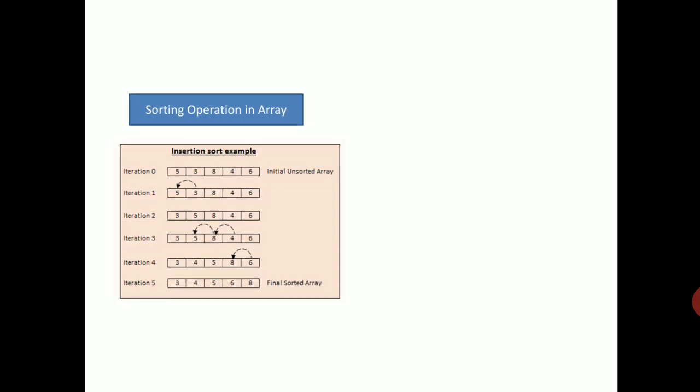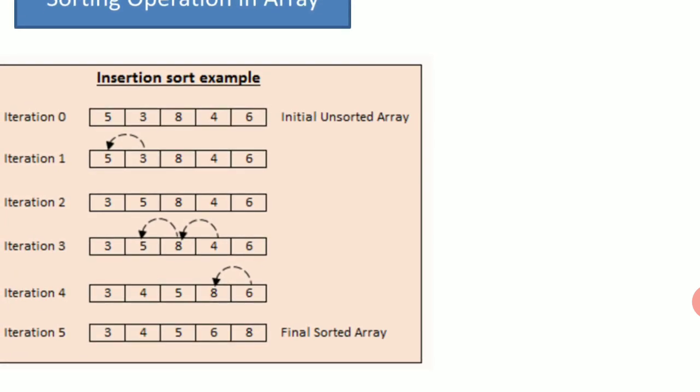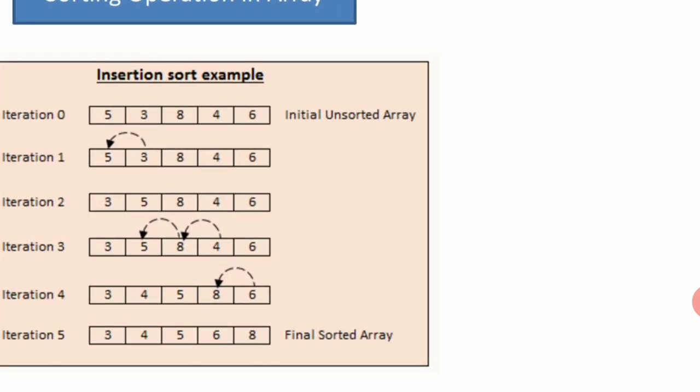Then we have sorting. Sorting means arranging. We can arrange it in ascending order or descending order. Okay, we'll see the image here. We have an array, the first initial unsorted array. You can see from the top 5, 3, 8, 4, 6. It is unsorted. Then we'll see the last row, because there is a certain procedure. Later I'll explain it when we come to each and every process. The last row we can find here 3, 4, 5, 6, 8. It is arranged in ascending order.